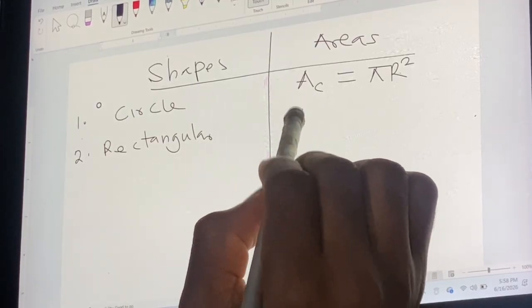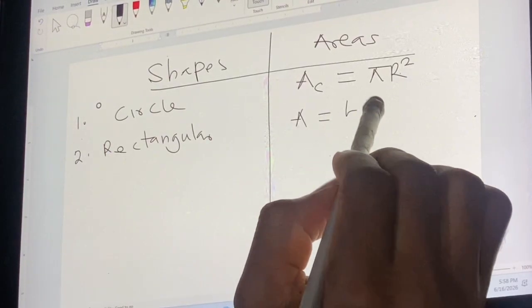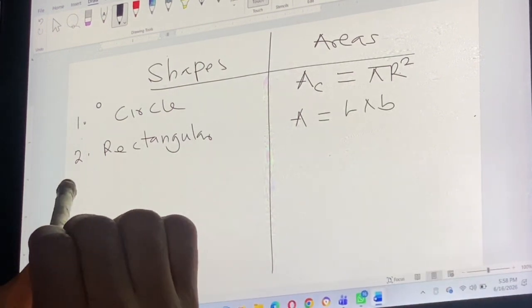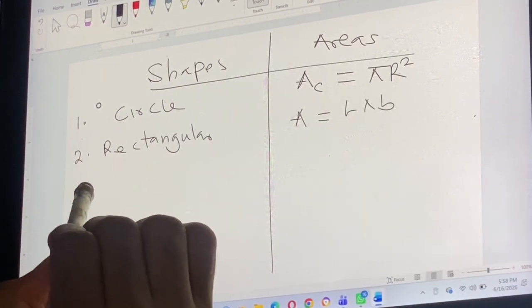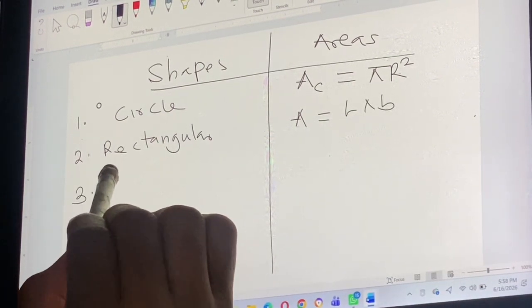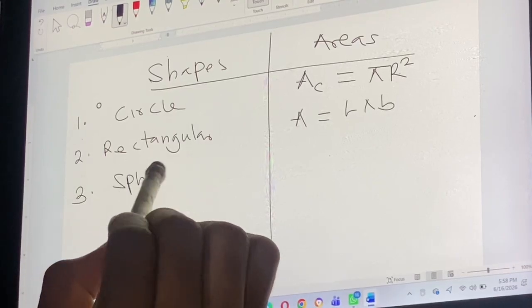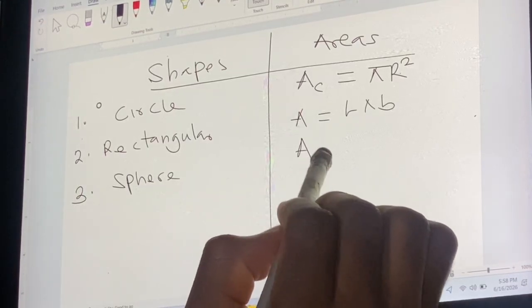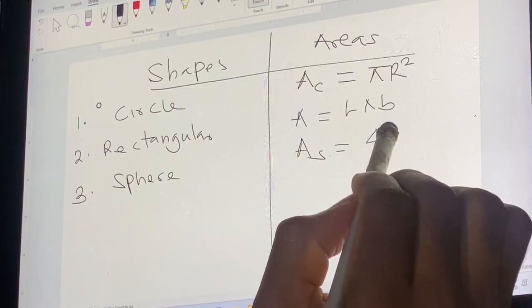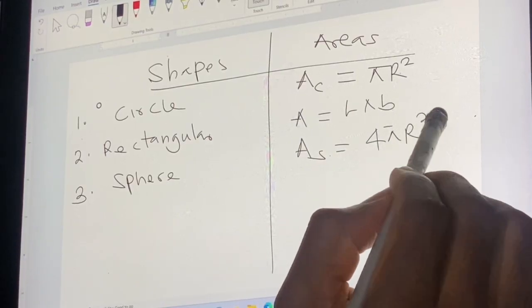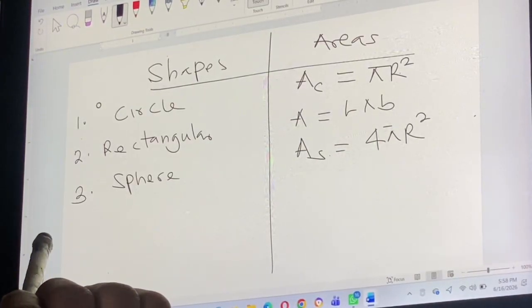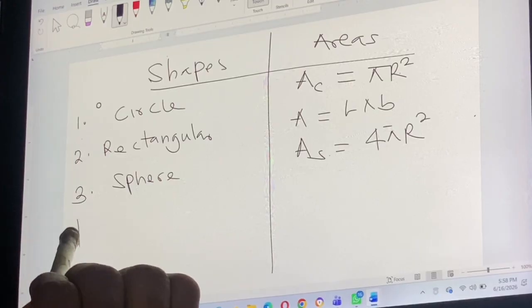The area here is length times breadth. Please take note of this. So the third one here, sphere. The area here is 4 pi r squared. Don't forget this. The fourth one here is hollow sphere.